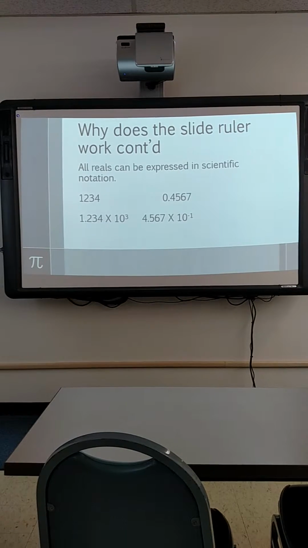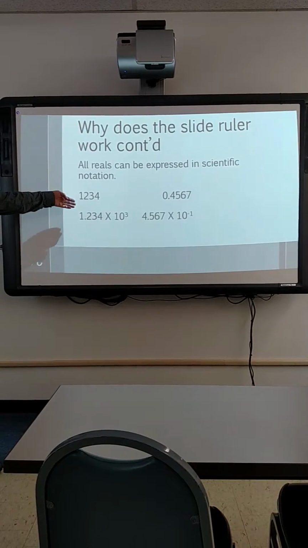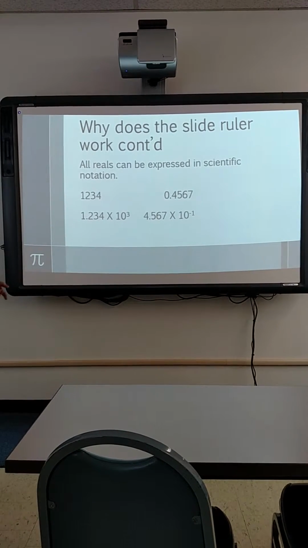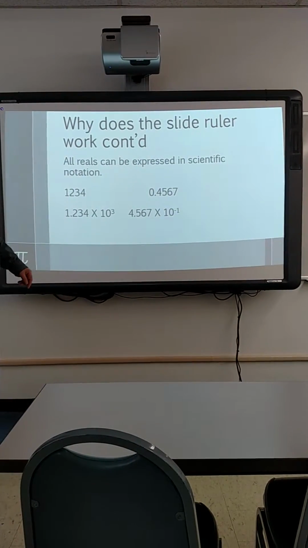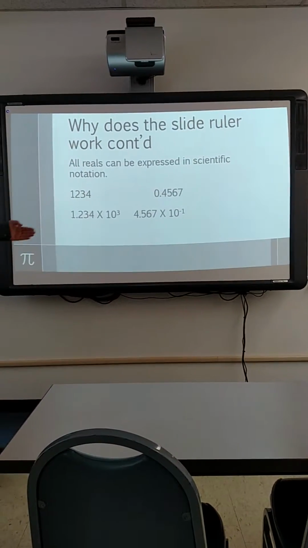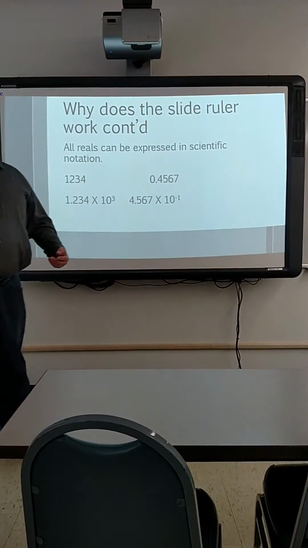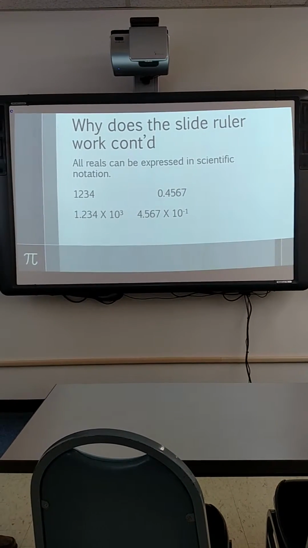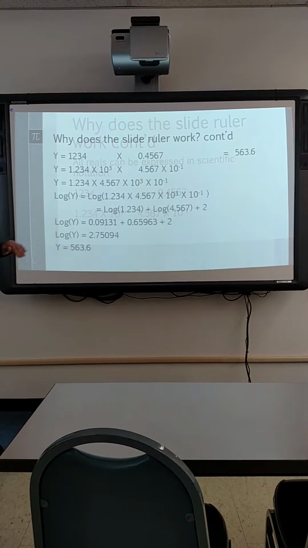And then the other component of this is all real numbers can be expressed in scientific notation. 1,234.5 can be expressed as 1.2345 times 10 to the third. And 0.4567 can be expressed as 4.567 times 10 to the negative first. So then you can do something else with the powers of 10. You can put them off the side and do something with them on your own. And so that's why the slide ruler kind of works.